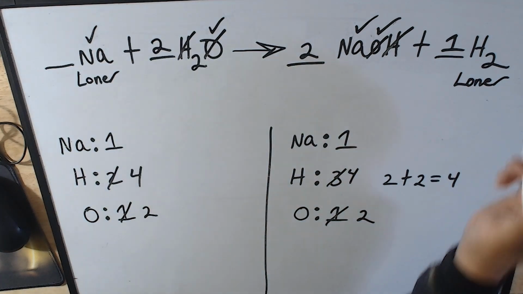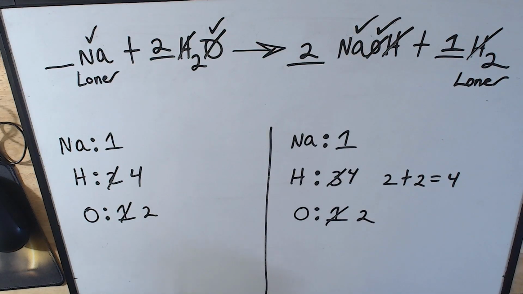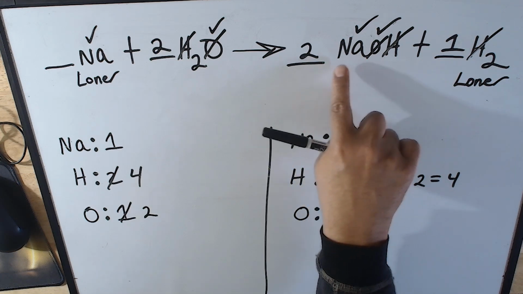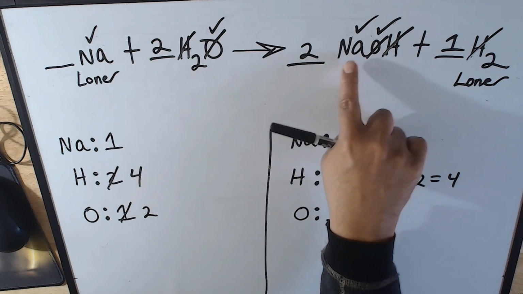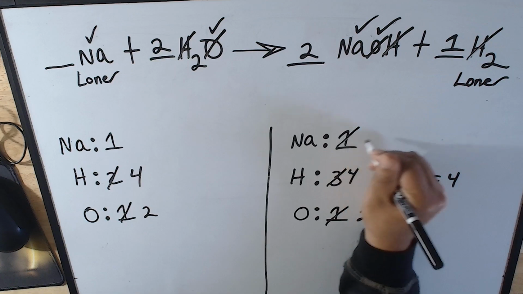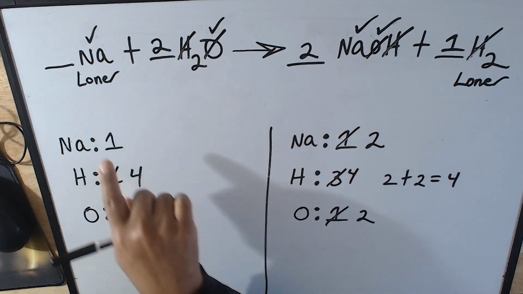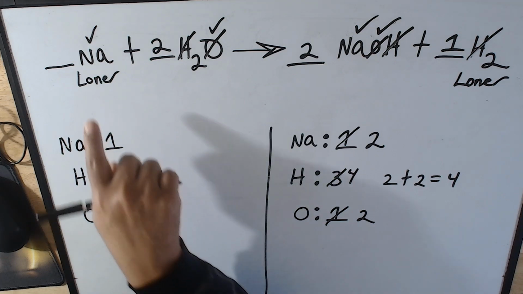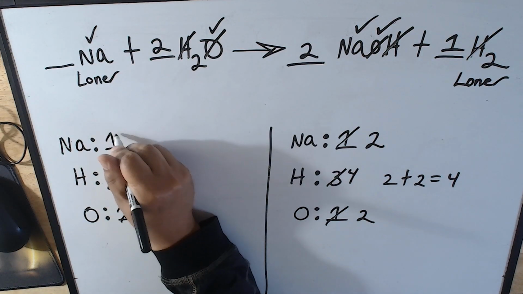Now, this one over here as well. Now, the only thing that is remaining is the sodium. This coefficient made our sodium become 2. Now, check this out. It happens to be that we usually can end with the loners. And the reason for that is because it facilitates the process. So I'm going to put a 2 here.